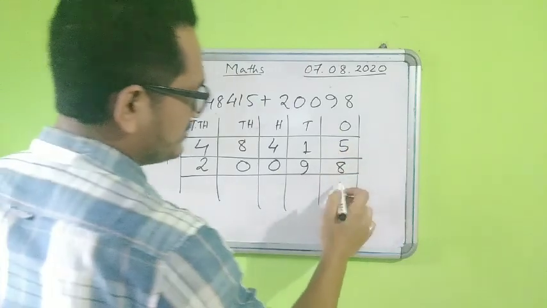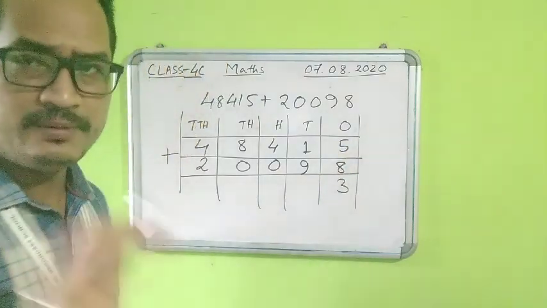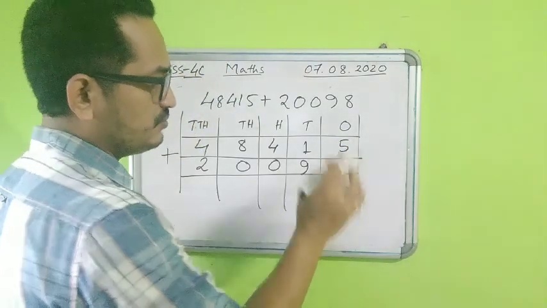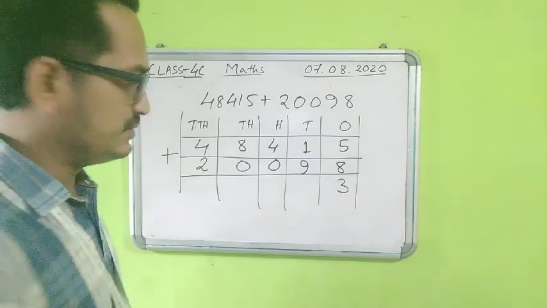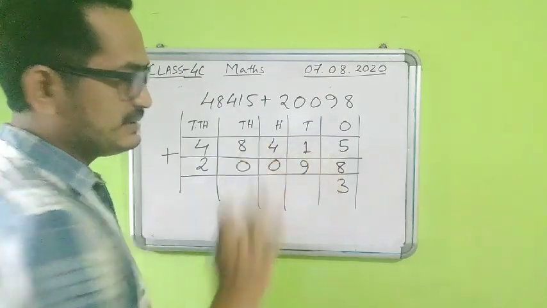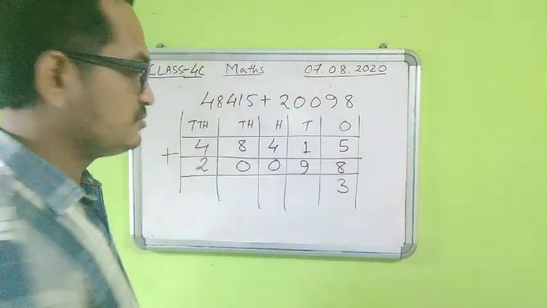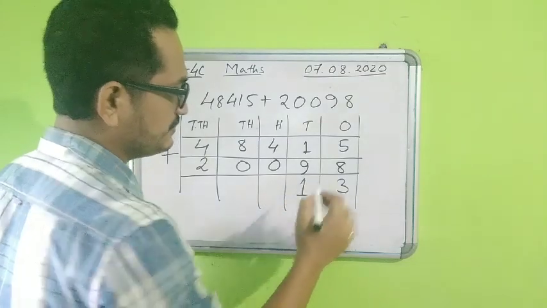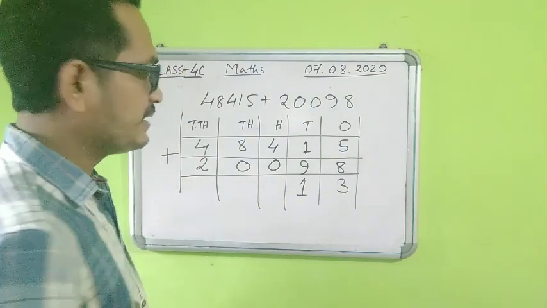So 5 plus 8, it will be how much? It will be 13. But 3 will be written, 1 will be carried forward. 1 plus 9, it is 10. 10 plus 1, then it will be how much? 11. So 11, again 1 will be carried forward to this side.